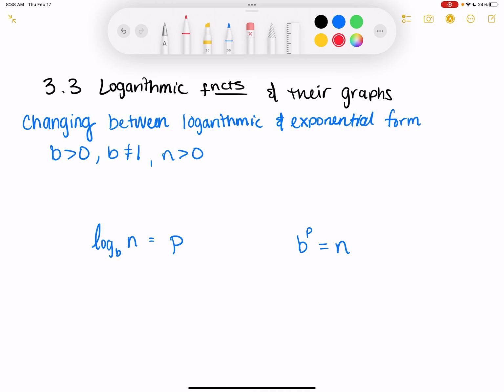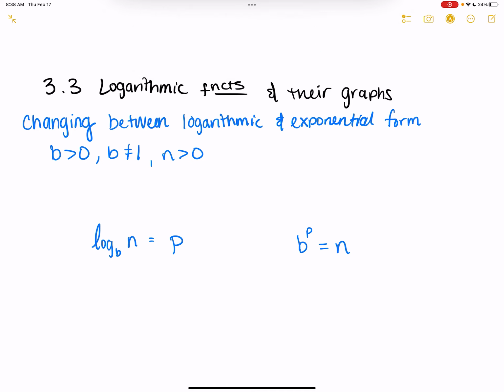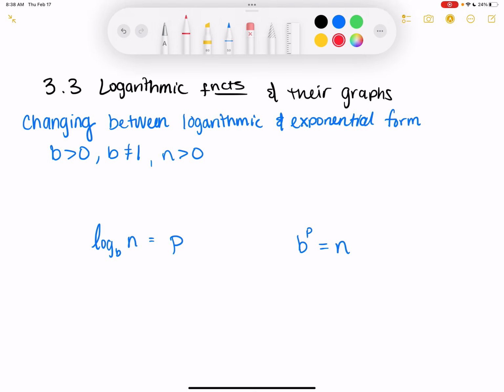All right, so for the log base b of some number n equal to some power p, I start at the b, go over to the p, loop around to the n. So if I'm going log to exponential, I make an e. That would give me b to the p is equal to n.